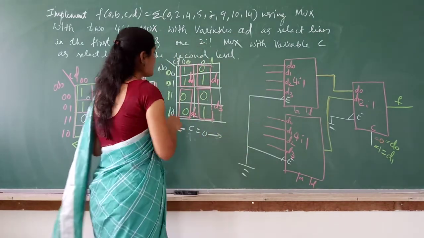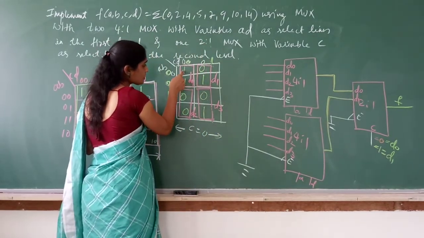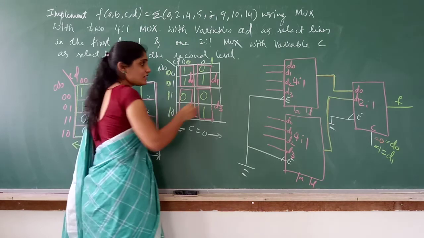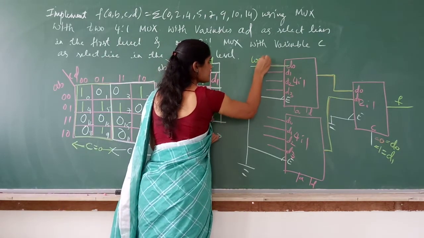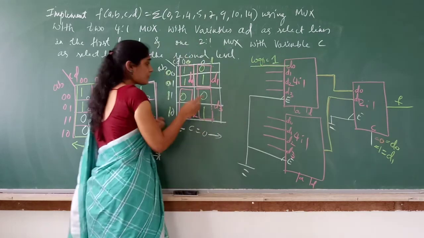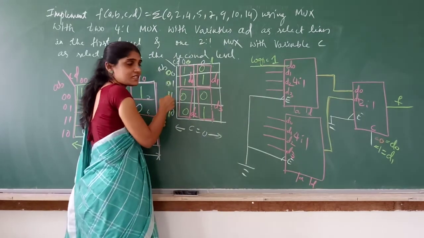Okay. So now decide what is D0. D0, both are 1. So what is D0? 1. D0 is logic 1. The first multiplexer D0 is logic 1. Why? Because the output is taking 1 for both the cells.